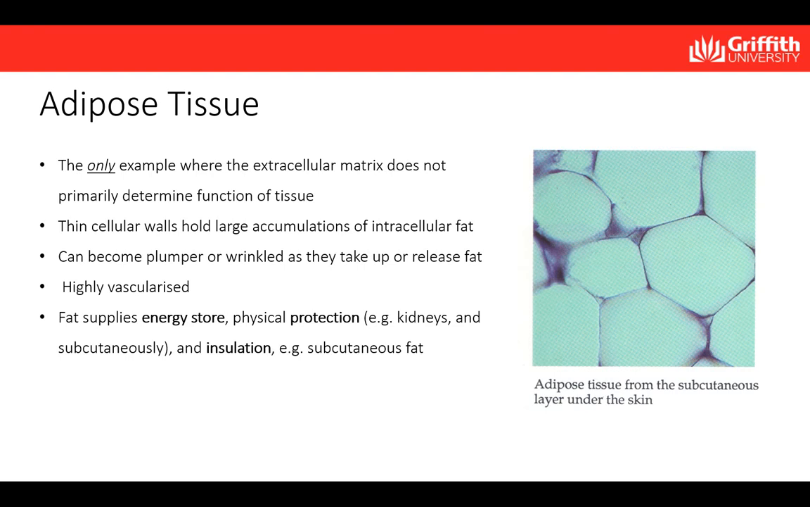Adipose tissue is richly vascularized, indicating its high metabolic activity. It acts as an energy store and provides physical protection to several organs, such as the kidneys and the eyeballs. Furthermore, as fat is a bad conductor of heat, it prevents heat loss from our body.